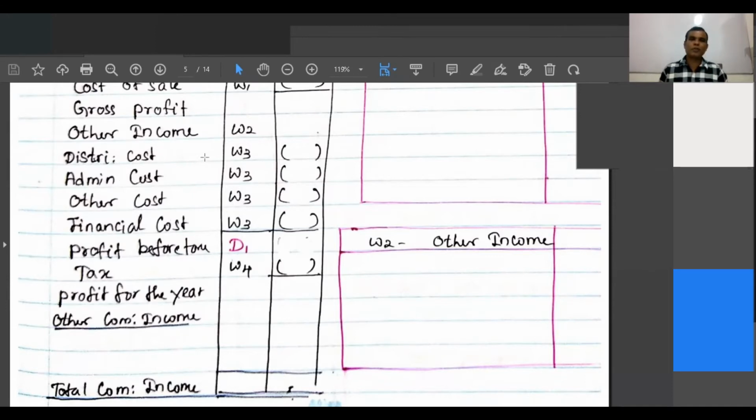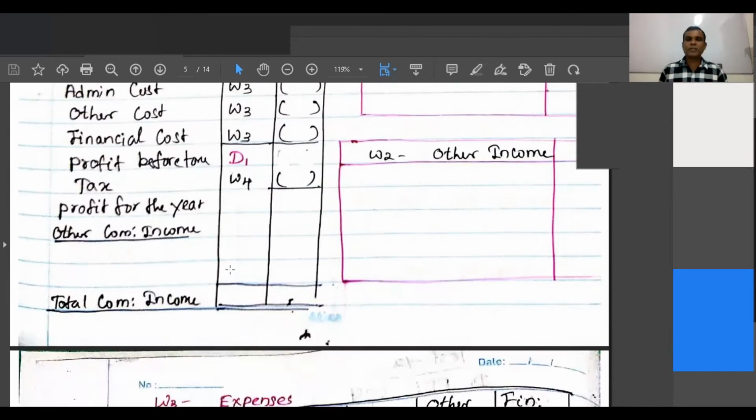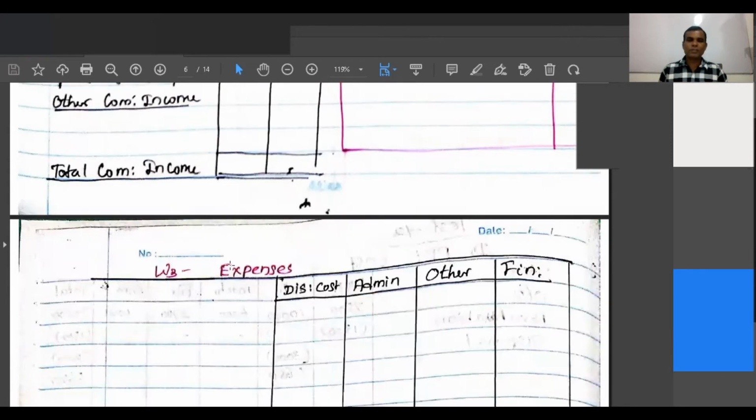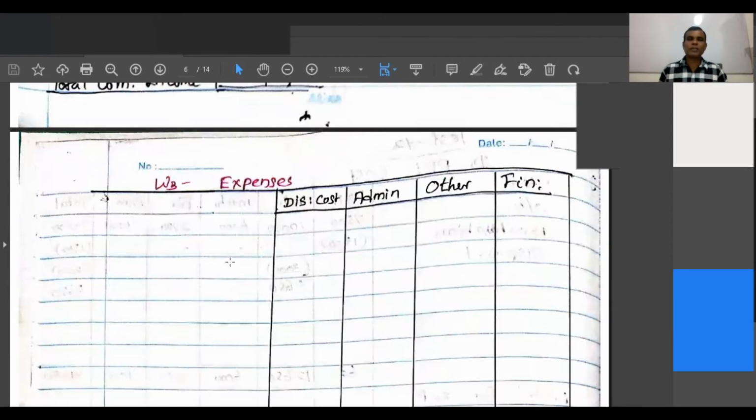Yes, here you are taking only the total of distribution cost, total of administrative cost, total of other cost, total of financial cost. And then you have to separately mention the values of these expenses. Now here, this is working number 3. Now this can be taken as an expense table.